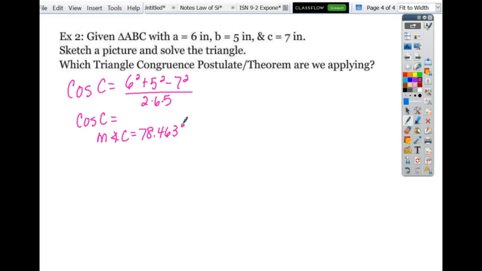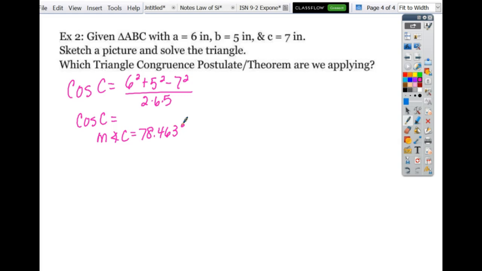And if you don't do that, this is when you're getting the error: you're taking 6 squared plus 5 squared minus 7 divided by 2 times 6 times 5. And it's dividing by 2, multiplying by 6, and multiplying by 5. So you should have gotten 78.463 if you do the inverse. So this is the largest angle.